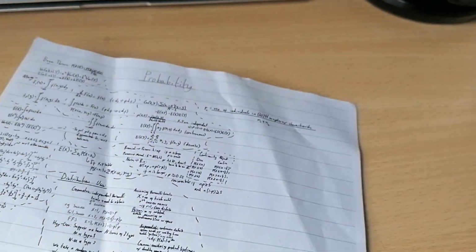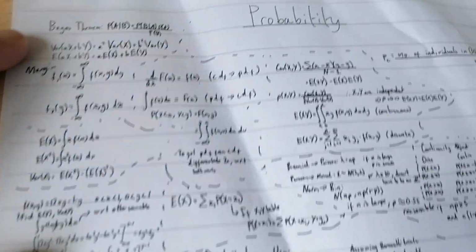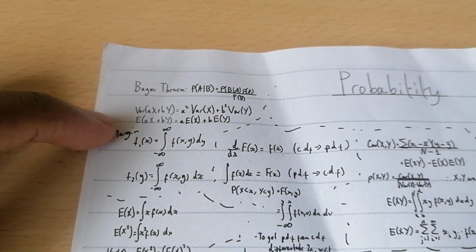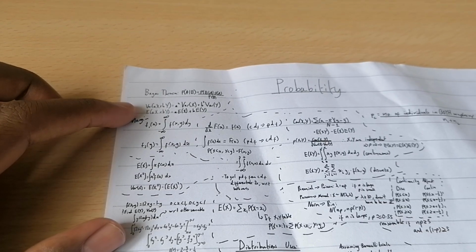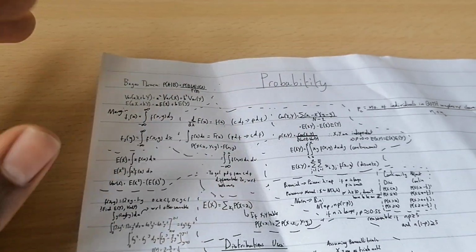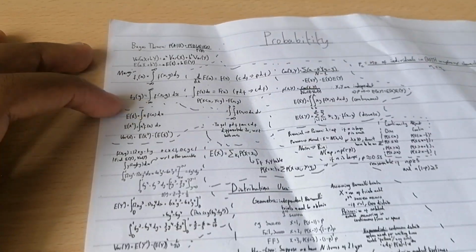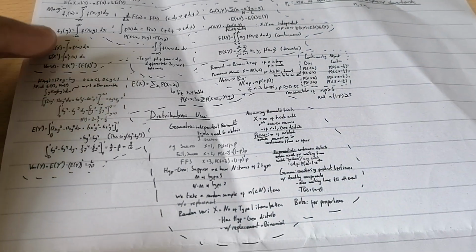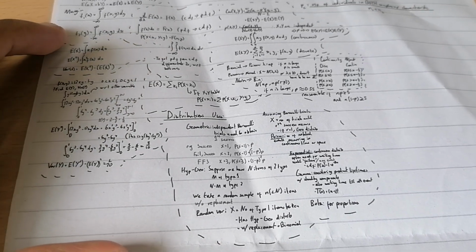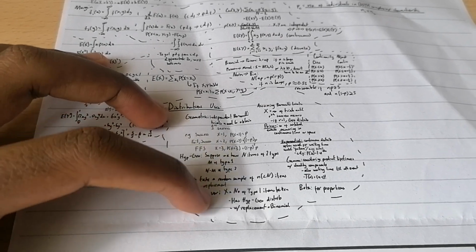If we go over here, this is the probability side. We've got Bayes' theorem. These equations here for combining variances and expected values for independent variables, marginal probabilities, more expected values and stuff. What else? Oh yeah, distributions and their uses.